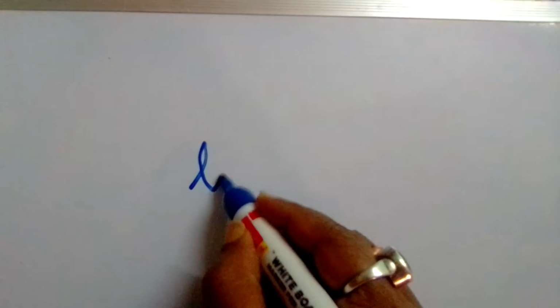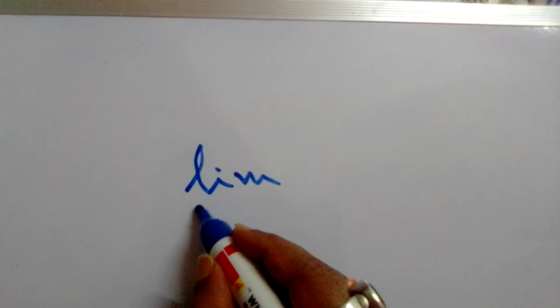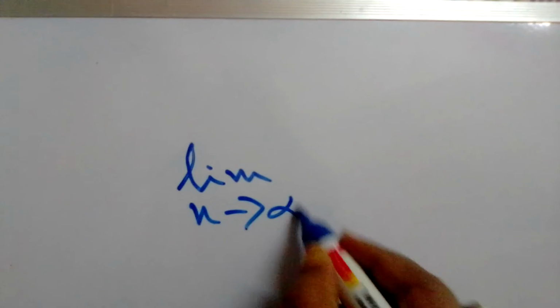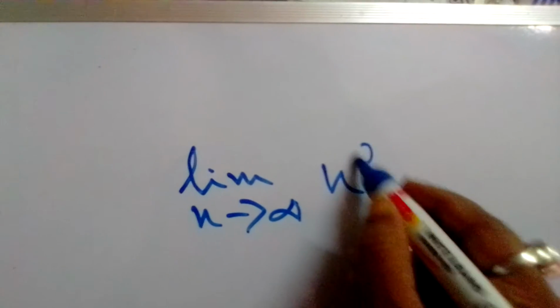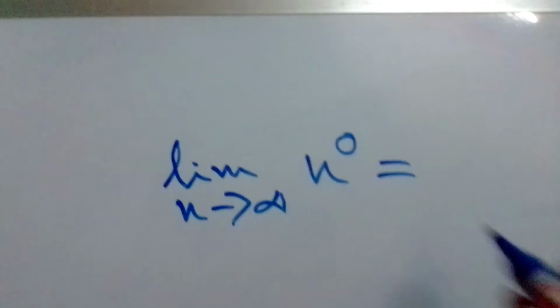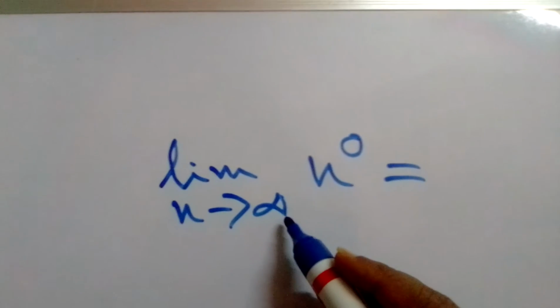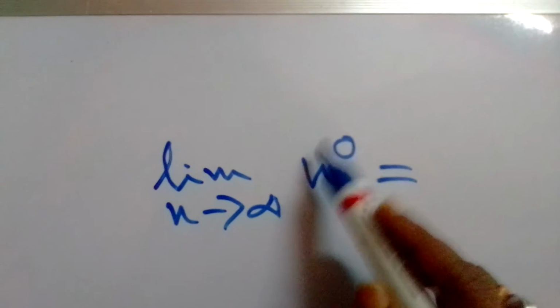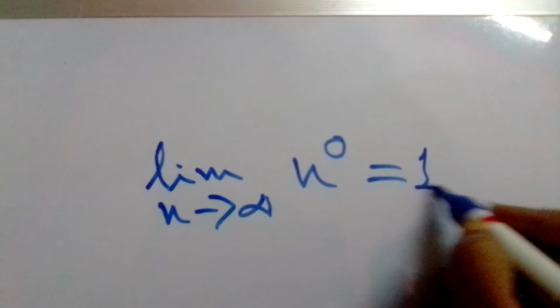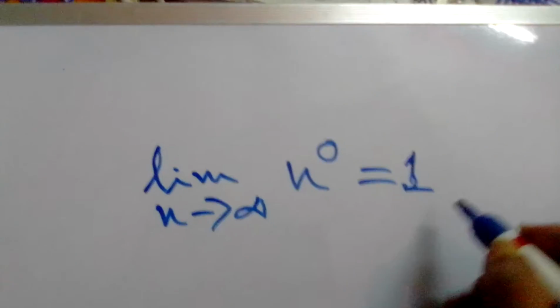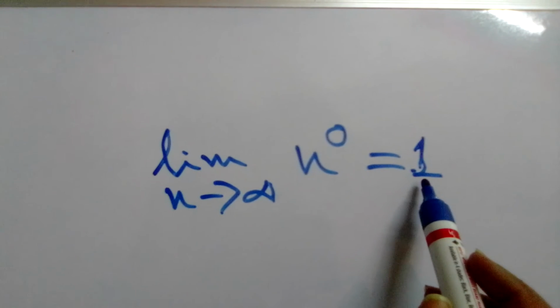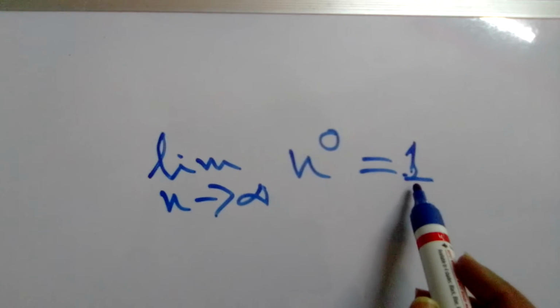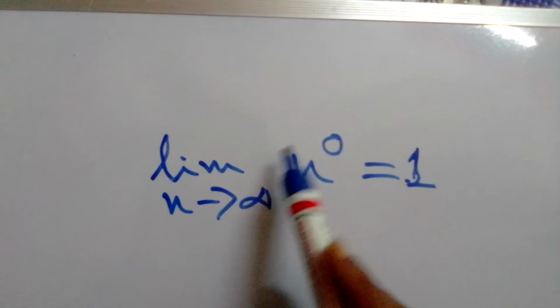Let's watch. If we take the limit as n tending to infinity of n to the power 0, what will be our result? Apparently, if we consider a large number and its power 0, certainly it looks like 1. But it is apparently appearing this way, while it is a case of the form.